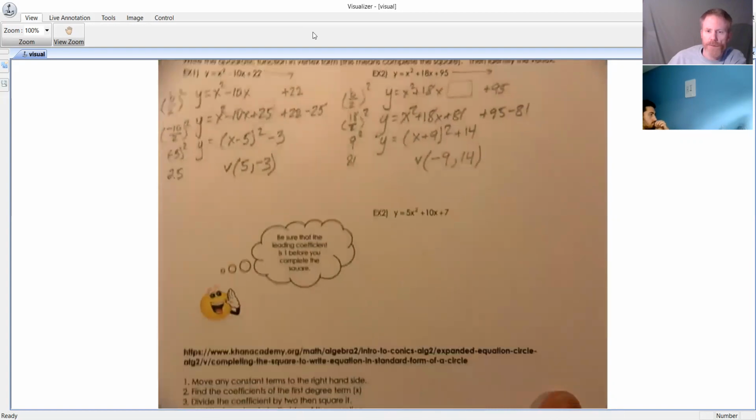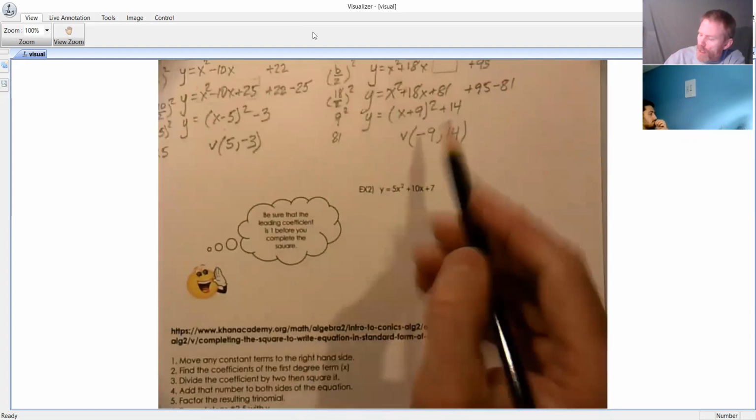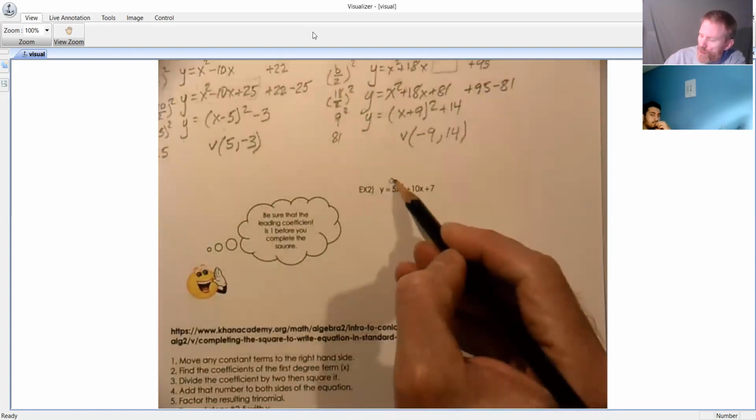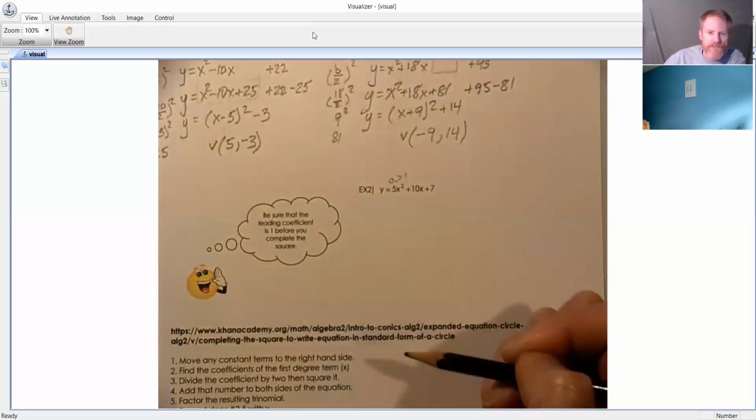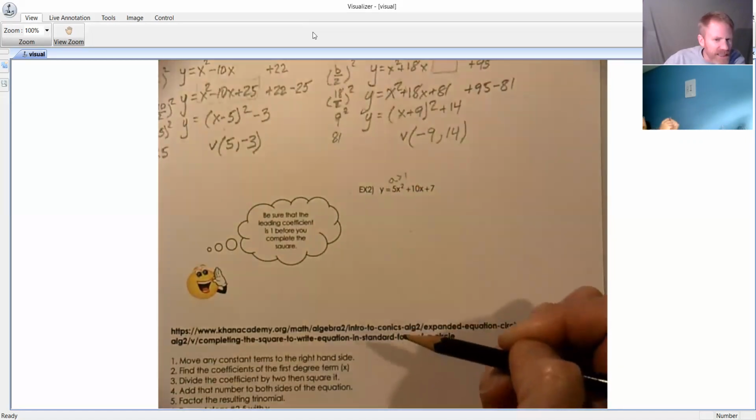Our next problem. Notice how this one has an a value that's greater than 1. So that's going to make this problem a little bit different.